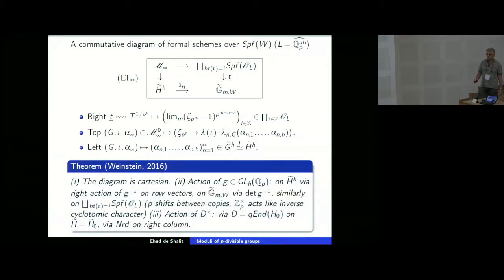And the action of D star is by its action here on each individual H tilde. Okay, so remember that D was the quasi-endomorphisms, the quasi-Homs from H naught to itself. The Homs was OD. And it acts on H tilde, but H tilde is the same as H0 tilde. So it acts on H tilde. And again, on the right column, you have to let it act through the analog of the determinant, which is the reduced norm.